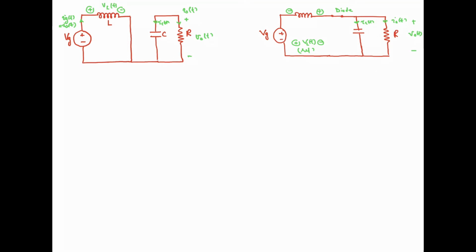Now let's look at the two modes of operation for the circuit. Mode 1, in which your switch is in the on state, and mode 2, in which your diode is in the on state, and we sketch the capacitor current and the voltage waveform, right? So let's sketch them.